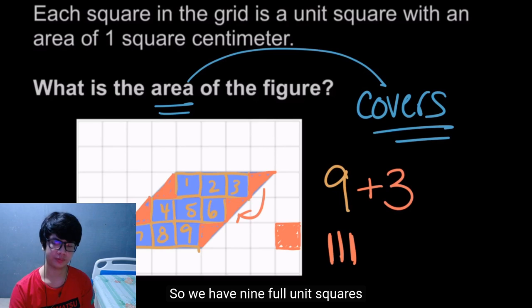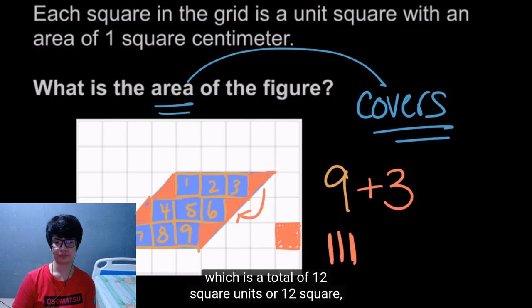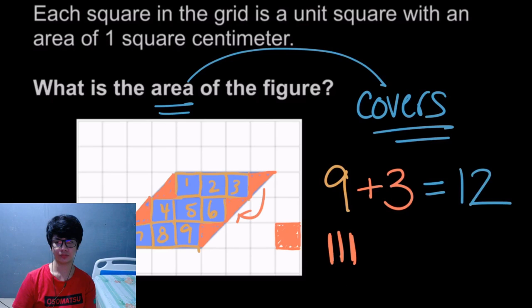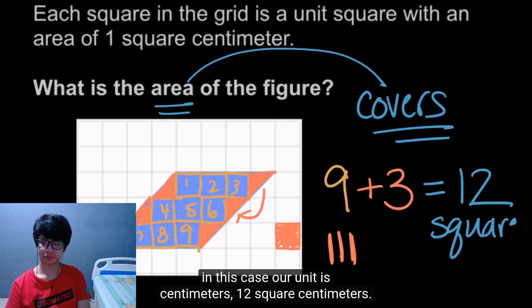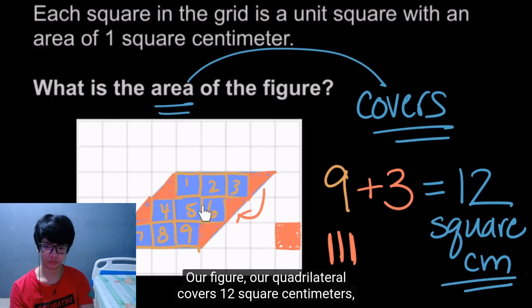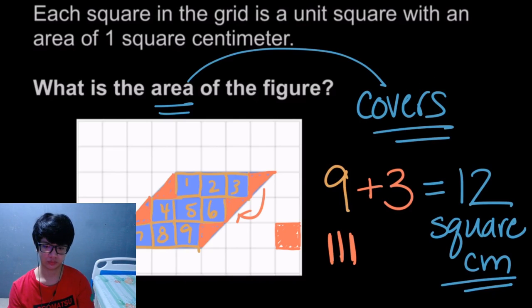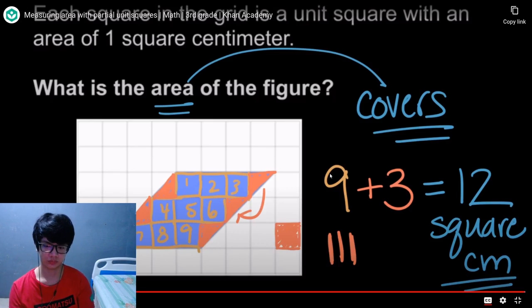So we have 9 full unit squares and then 3 more unit squares we put together, which is a total of 12 square units, or in this case our unit is centimeters, 12 square centimeters. Our figure, our quadrilateral, covers 12 square centimeters, so it has an area of 12 square centimeters.